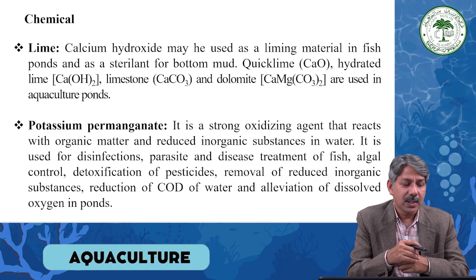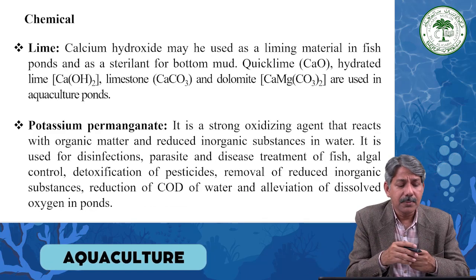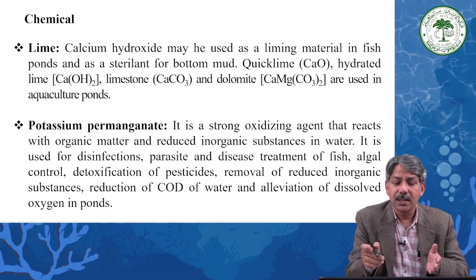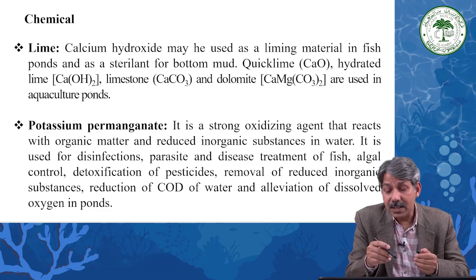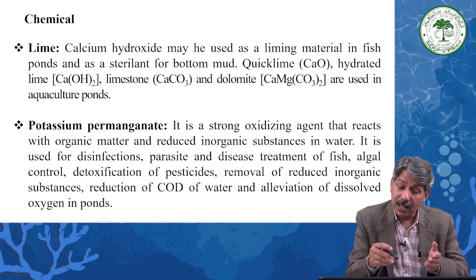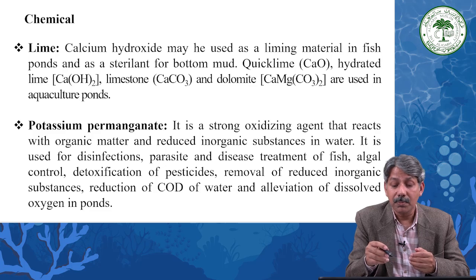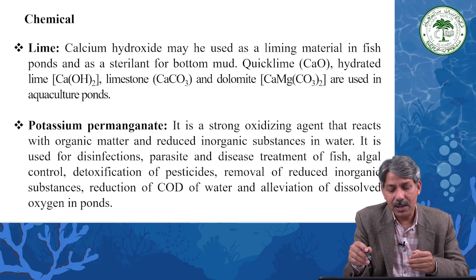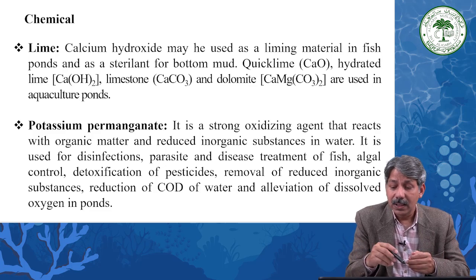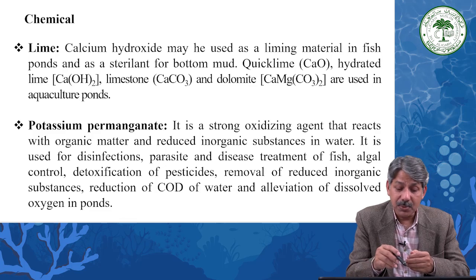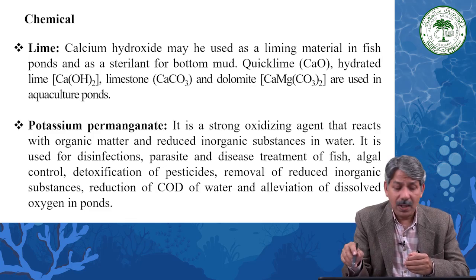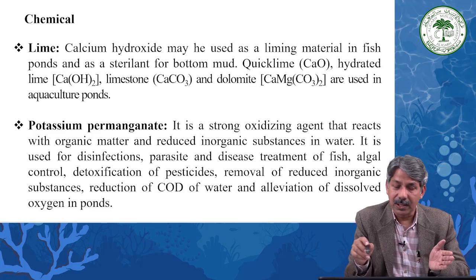Chemical methods are also there. Lime, calcium hydroxide may be used as a liming material in fish ponds and as a sterilant for bottom mud. We have discussed the application of lime earlier also. Quick lime, hydrated lime, limestone, dolomite are used in aquaculture ponds quite commonly.